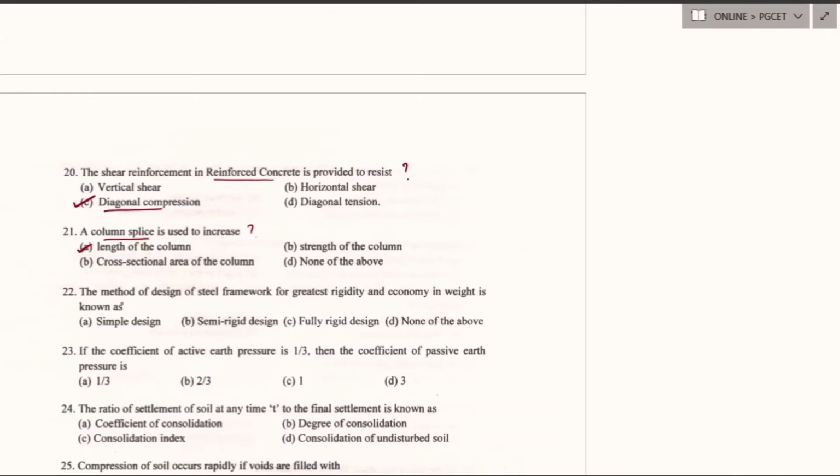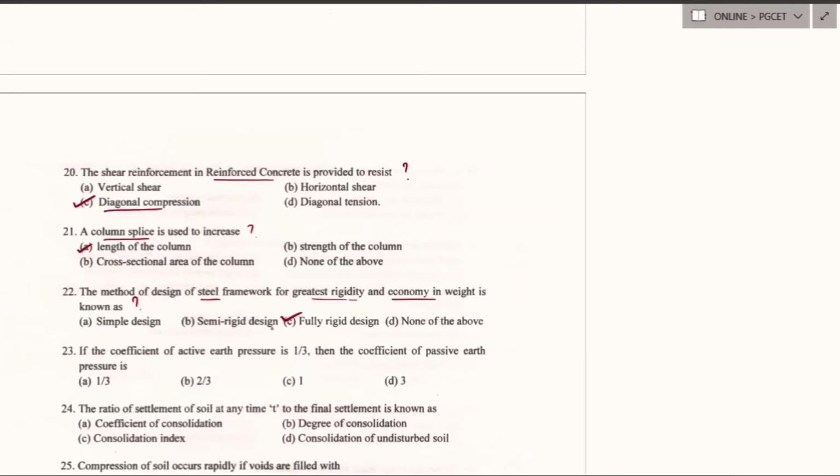Question number 22. The method of design of steel framework for greatest rigidity and economy in weight is known as. This method of design of steel framework for the greatest rigidity is fully rigid design.